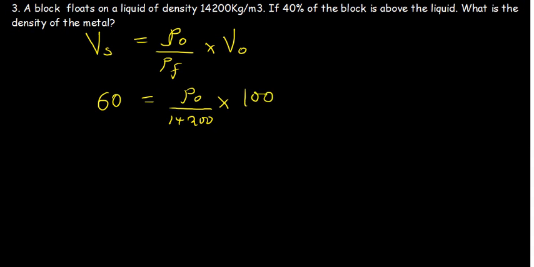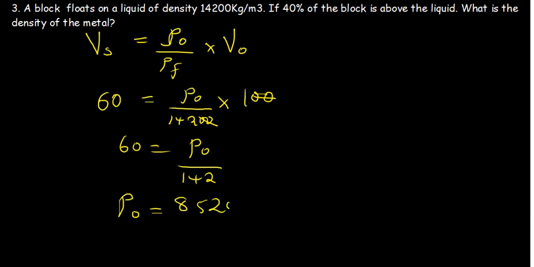We can first leave it like that. So here we're going to have 60 is equal to, these two zeros can cancel with these two zeros, the density of the object divided by 142. So the density of the object is going to be equal to 142 multiplied by 60. That is 8,520 kg per meter cubed. So this is the density of the object when 40% is above the liquid.